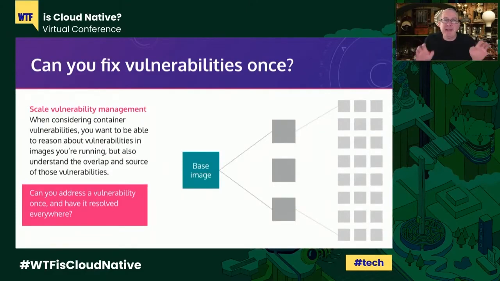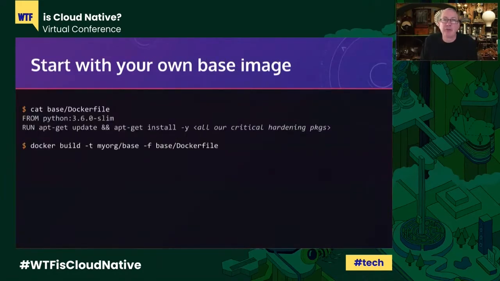And based on those defined layers, when we think about vulnerability management within an organization, we want to be able to fix vulnerabilities once and have them effectively resolved everywhere through inheriting those fixes downwards into our distribution tree. And in order to do this, it's important that we understand exactly which layers cause the vulnerability and we only fix it there. So one way to achieve this might be to establish your own base image.